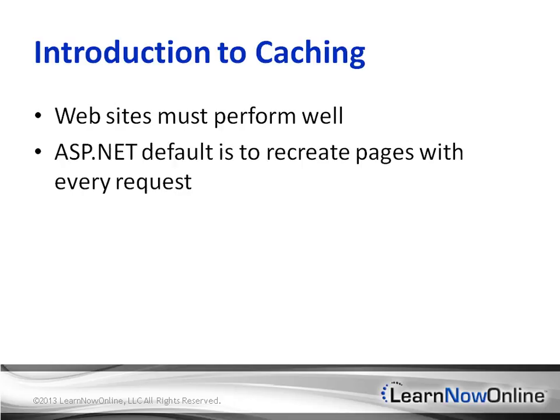The default behavior of ASP.NET is to recreate each web page every time it's requested in its entirety. However, sometimes your content doesn't differ for every request. Caching lets you save pages, or just sections of pages, in memory and retrieve them from memory upon request instead of recreating them from scratch every single time.